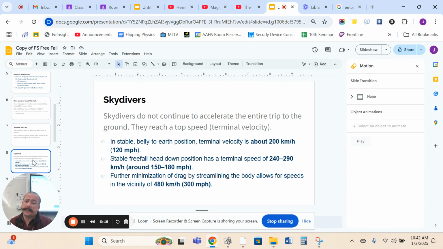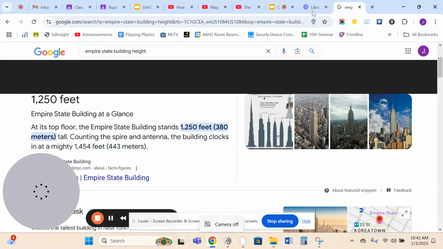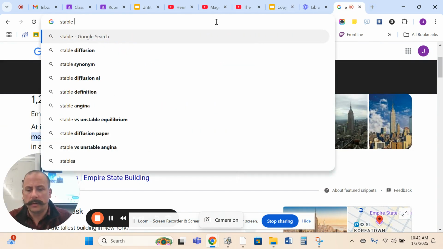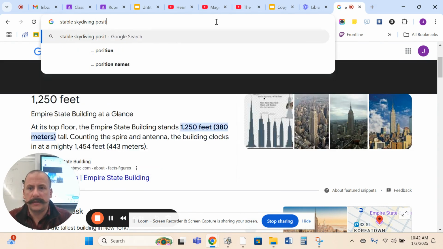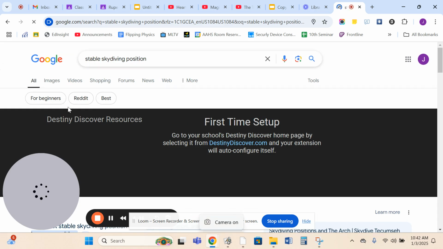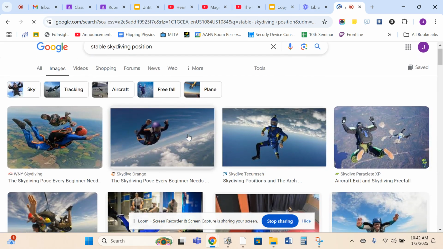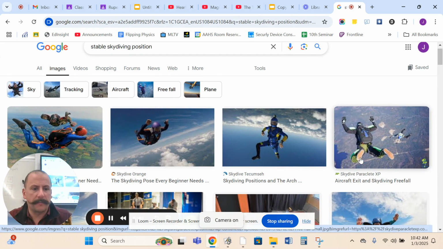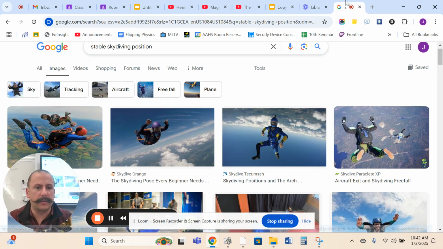Now, you can adjust your terminal velocity a little bit by positioning your body to where you catch more or less drag. If you end up having a stable belly-to-earth skydiving position, that's where you see them flowing down. They appear like they're on their stomachs. They'll look something like this. But that increases the surface area where they're catching the wind, and that ends up helping them slow down.